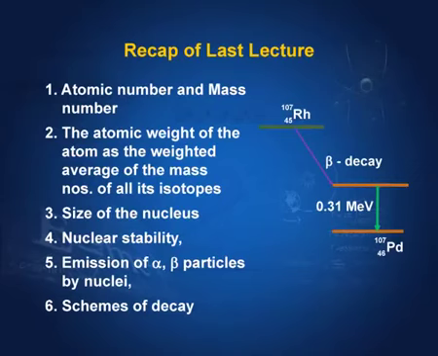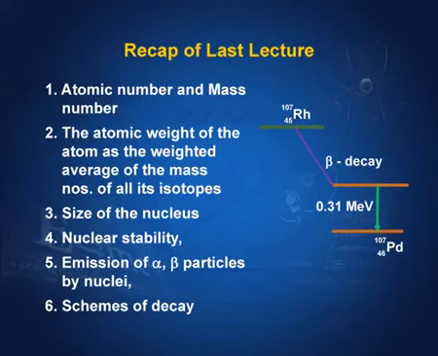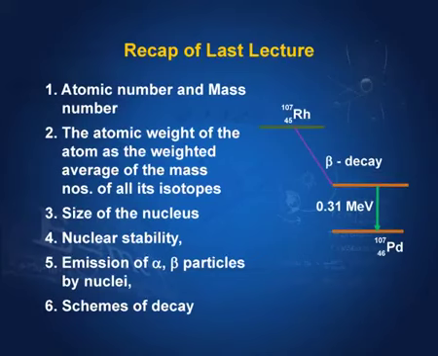Then we discussed the size of the nucleus. We found that the radius of the nucleus is proportional to the mass number raised to power 1 by 3. And then we discussed the nuclear stability of nuclei. You see, we have protons and neutrons. Protons repel each other, neutrons attract each other, and the balance between the number of neutrons and protons determines the nuclear stability. And if the nucleus is not stable, then it emits alpha and beta particles and also the gamma radiation. And then we discussed some schemes of decay.